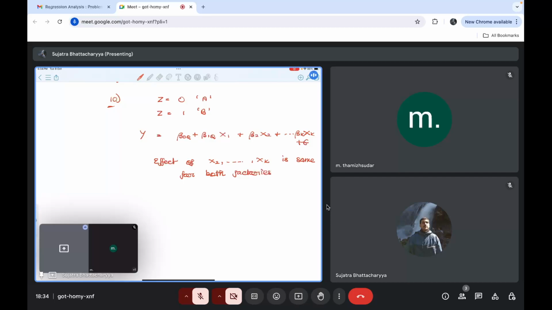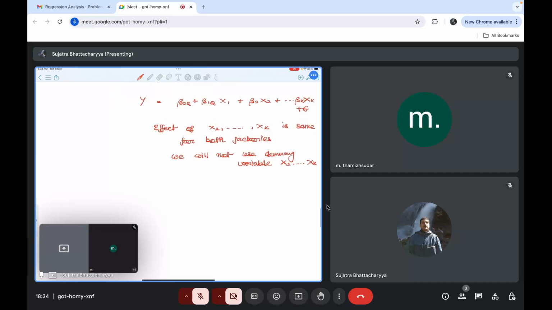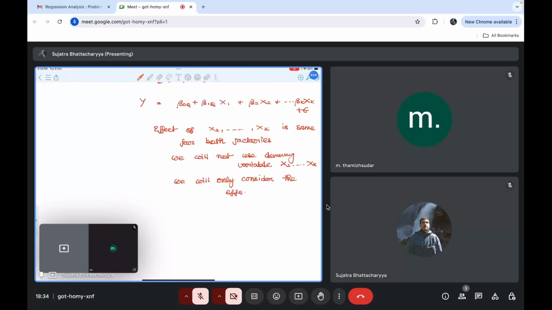Right? So if this is true, then we will not use the dummy variable for this part. It will be as it is, variables from x2 all the way to xk. Right? So we will only consider, so let us write, we will only consider the effect of x1 in the dummy.